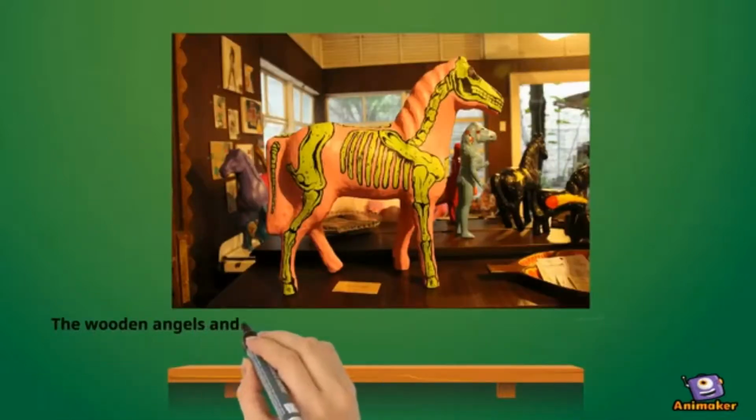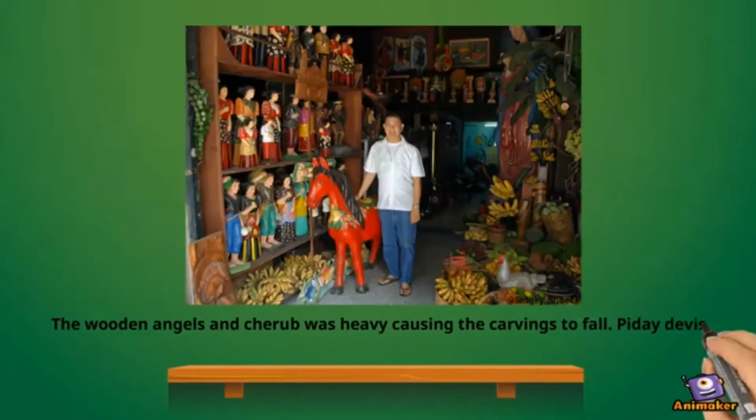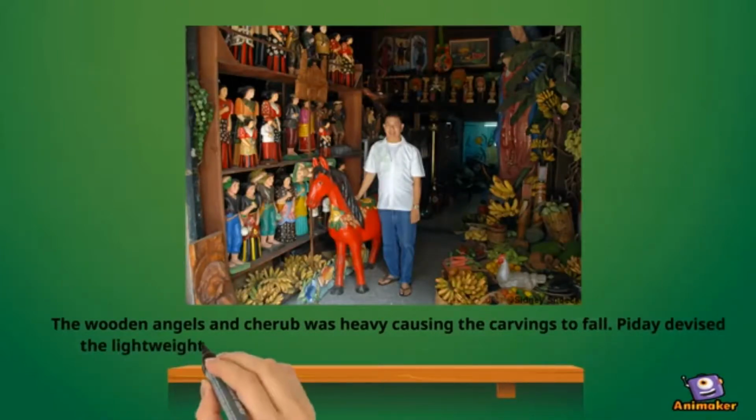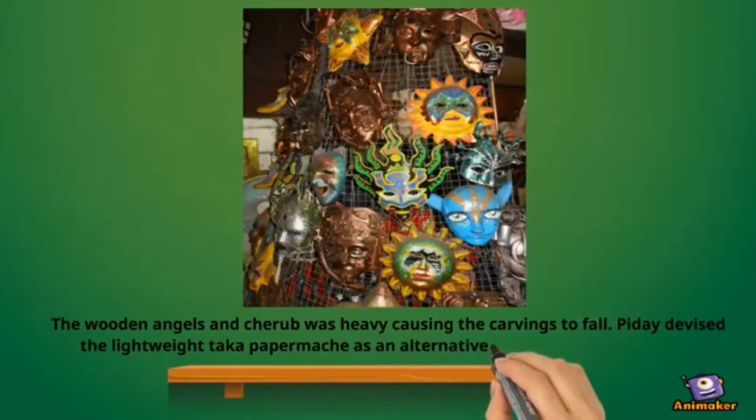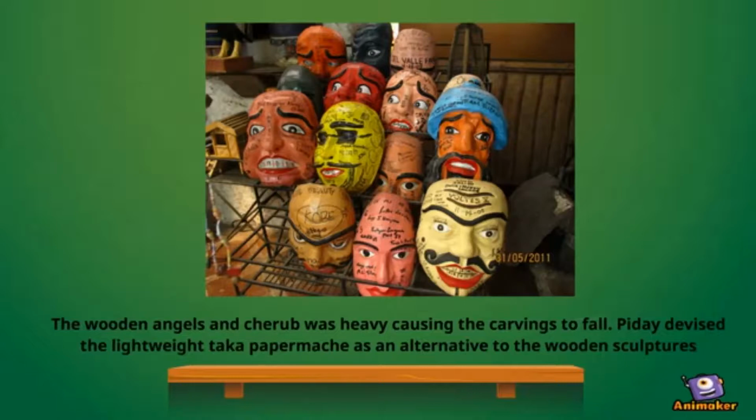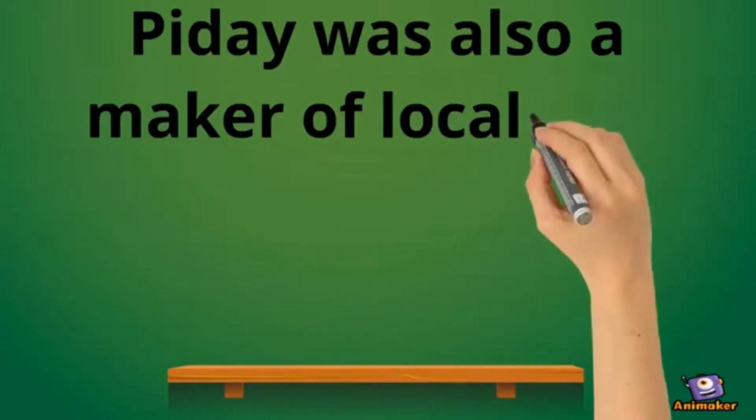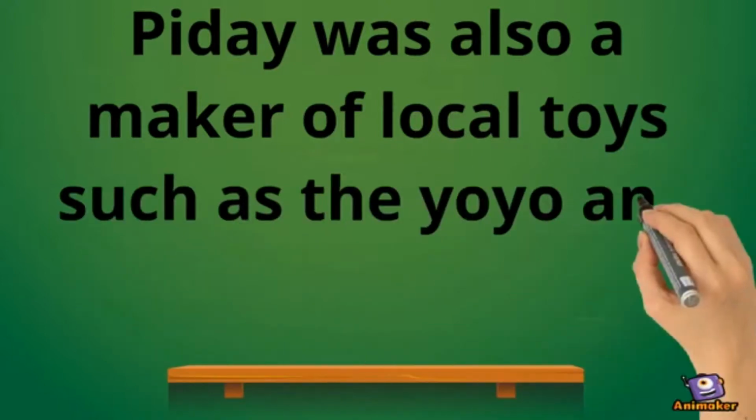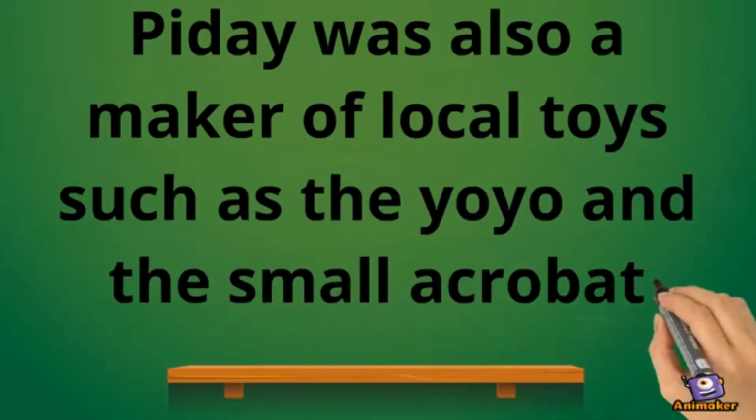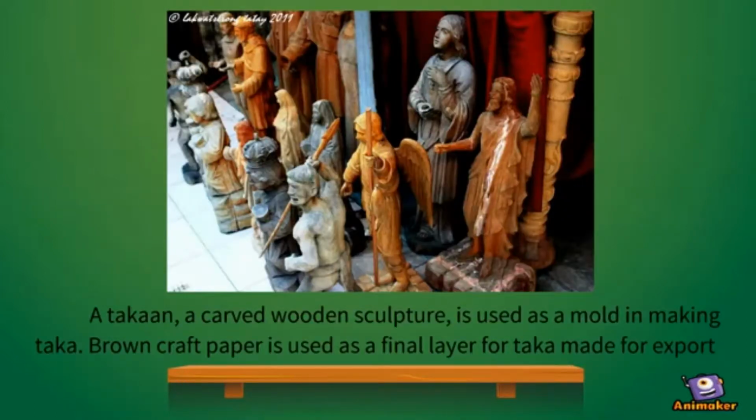The wooden angels and cherub was heavy, causing the carvings to fall. Pade devised the lightweight Taka paper mache as an alternative to the wooden sculptures. Pade was also a maker of local toys such as the yo-yo and the small acrobat hand puppet. A takan, a carved wooden sculpture, is used as a mold in making taka.